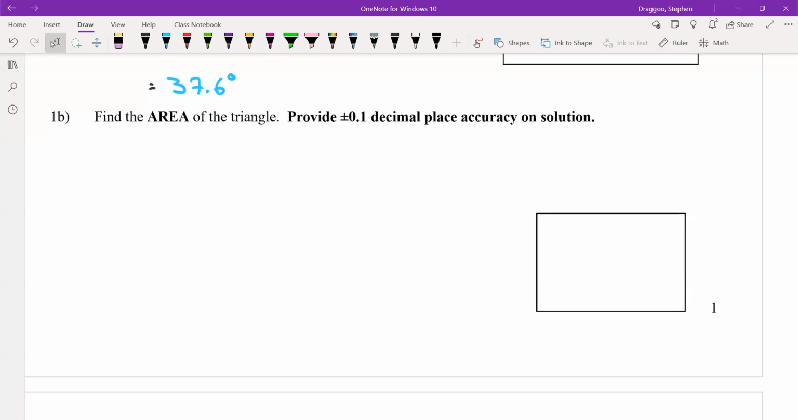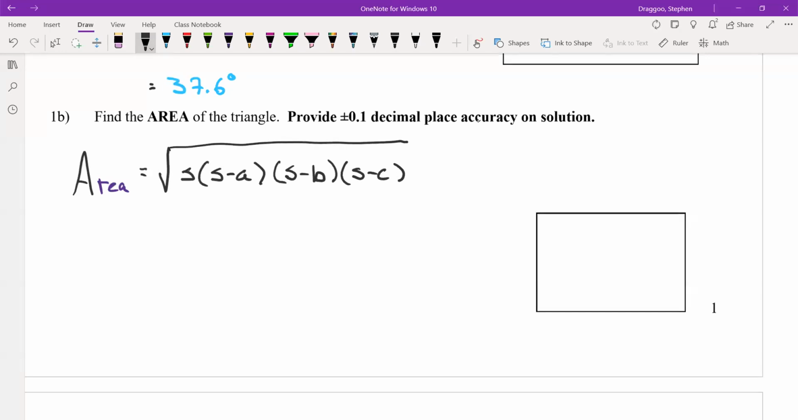Next, I wanted the area of this triangle. I'm going to use the law of cosines version of the area formula, which looks like this. It is S times S minus A times S minus B times S minus C, and I need the square root of the whole thing, where S is the semi-perimeter, or the perimeter divided by 2. So I come over here and calculate that real quick.